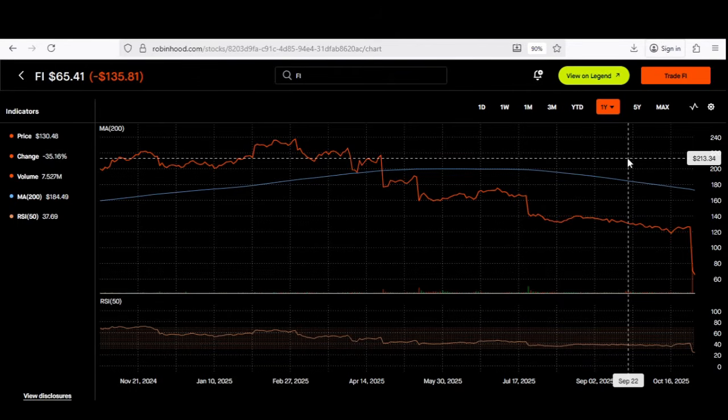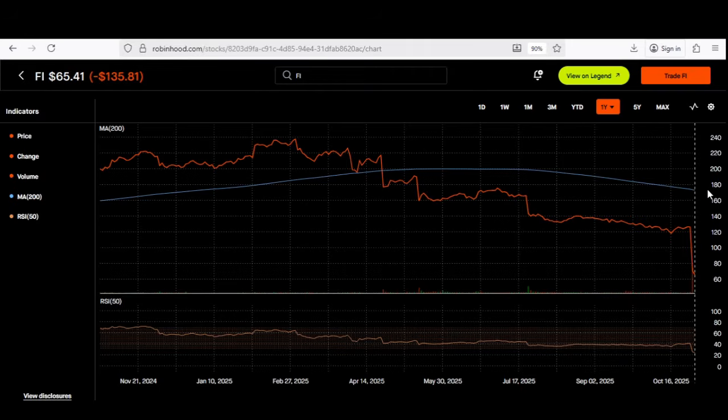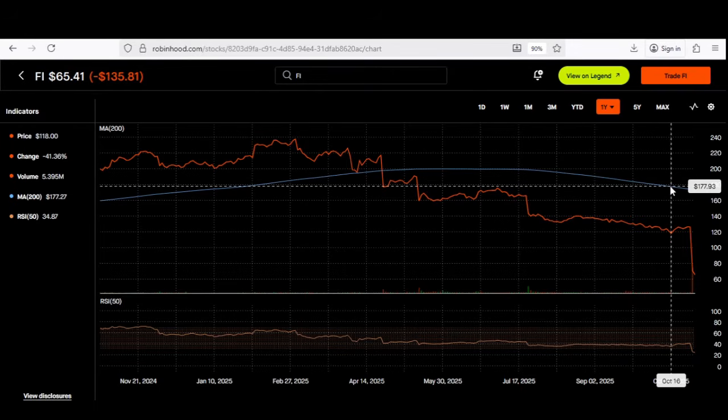Now, the reason I say this stock is absolutely beautiful is because it meets my optimal prime chart setup. That setup is when the share price is currently trading below the 200-day moving average. Now, the 200-day moving average for Fiserv stands at around $176. Let's round it off to $177. So what that tells you is that for the past 200 days or the last 6 months, this stock has been trading around $176.